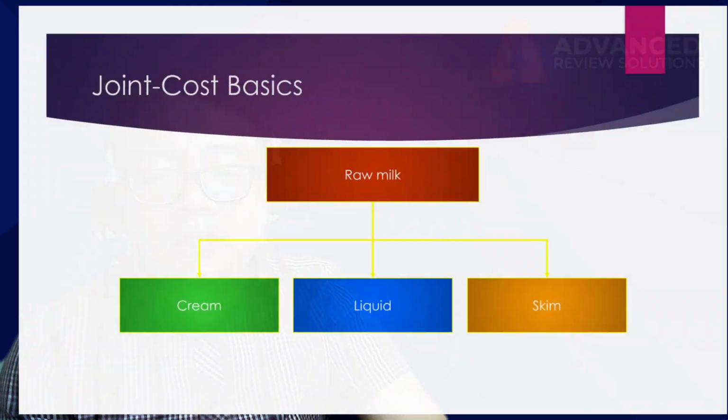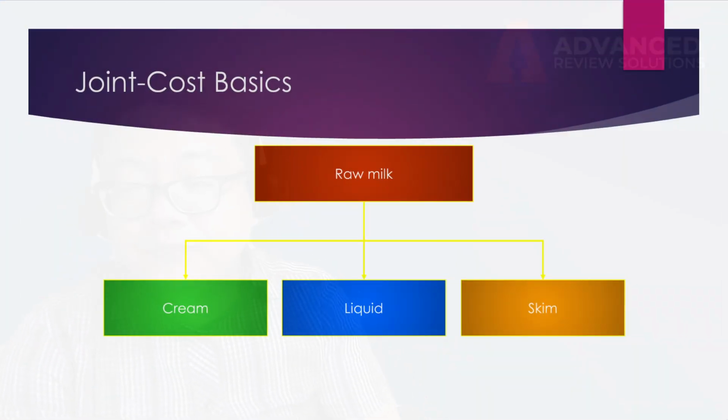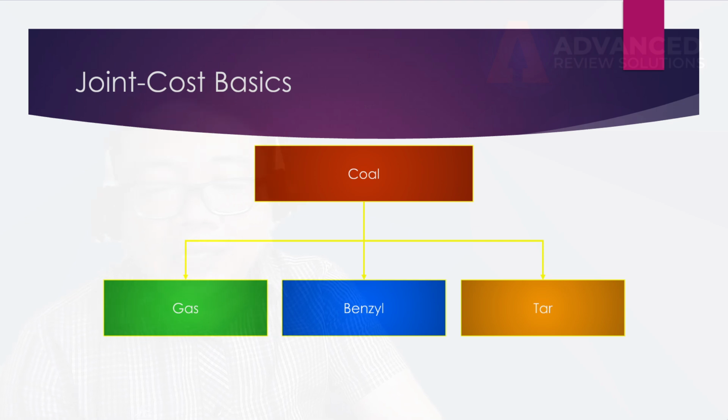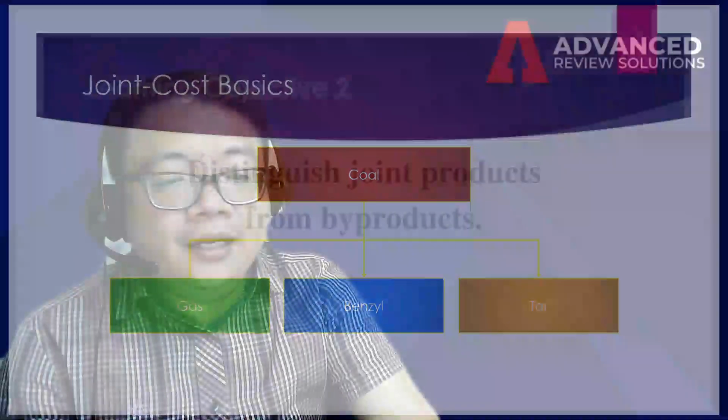Ano yung mga sample? Halimbawa, you have your raw milk. So, ano yung costing niya? You have your cream, you have your liquid, and you have your skim. Okay? So, raw milk, cream, liquid, and skim. Alright. What else? Also, class, very important is your coal. So, your coal naman, you have your gas, you have your benzol, and you have your tar. Meaning to say, very important also to distinguish here yung costing naman nito, no? Sige.